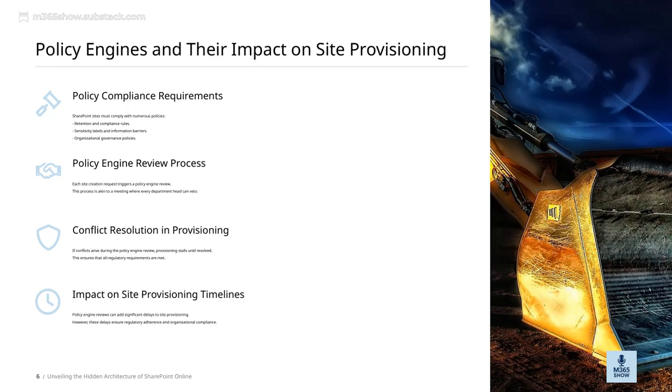Think of each site creation request as a meeting where every department head has the authority to veto if something doesn't align with policies. This review process is a key part of our overall governance framework. SharePoint sites must adhere to various policies, including retention and compliance rules, sensitivity labels, information barriers, and broader organizational governance policies. These measures help us manage risk and maintain control over our digital environment, ensuring that our sites are compliant from the start.